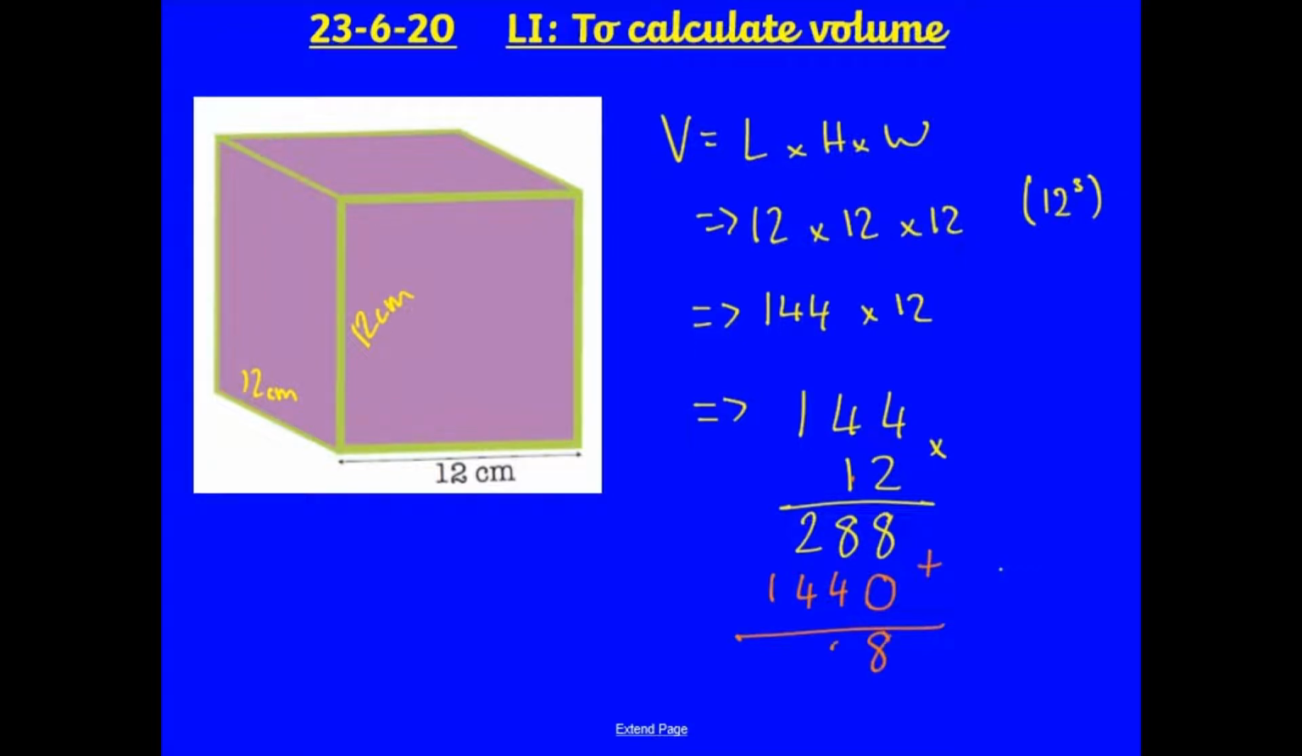8, 12, 7, and 1. So therefore the answer to the volume of this shape, what is the volume of this shape, is 1,728 centimetres cubed. Okay. That is the volume of basic 3D cubes and cuboids.